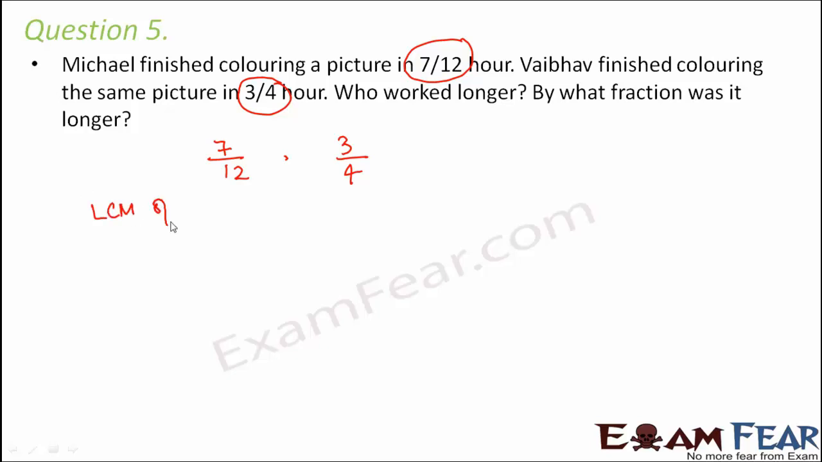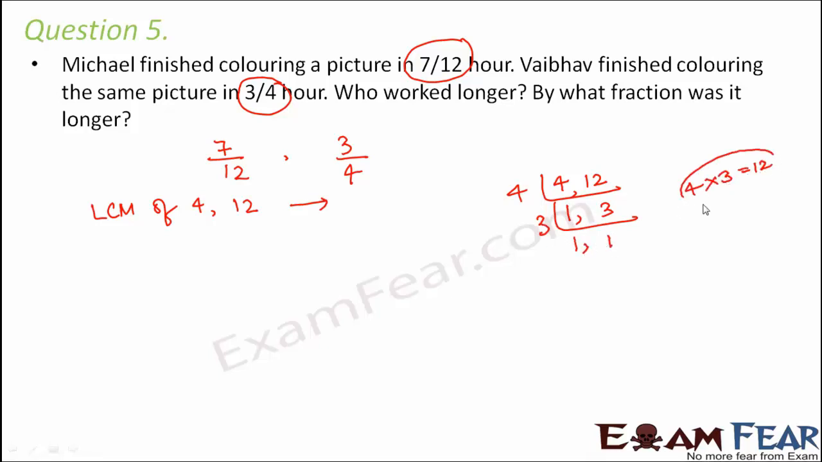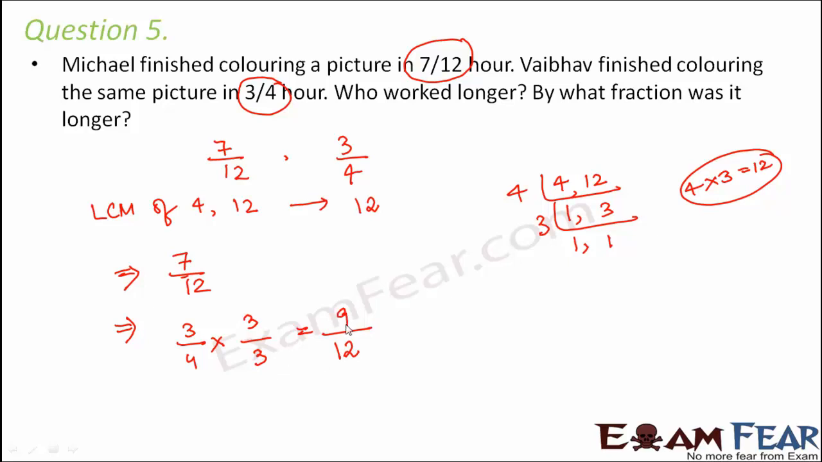So for that we will find out the LCM of 4 and 12, that is the denominators. So what would be the LCM of 4 and 12? 4 ones are 4, 4 threes are 12. So 3, 1, 1. So the LCM would be 4 into 3, which is equal to 12. So the LCM is 12. Now, therefore, 7 by 12 can be written as it is. What about 3 by 4? In case of 3 by 4, we multiply the numerator and denominator with such numbers that the denominator in the result is 12. So 4 into 3 is 12. So we also multiply the numerator by 3. So this becomes 9 by 12.